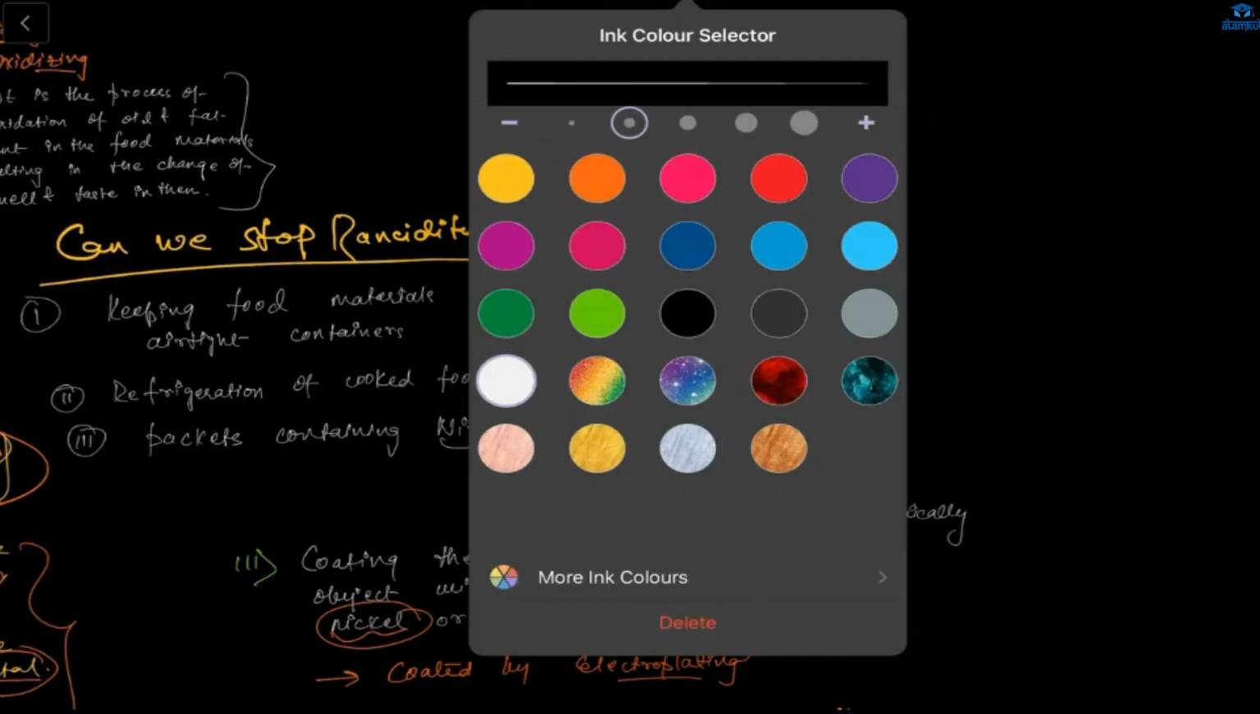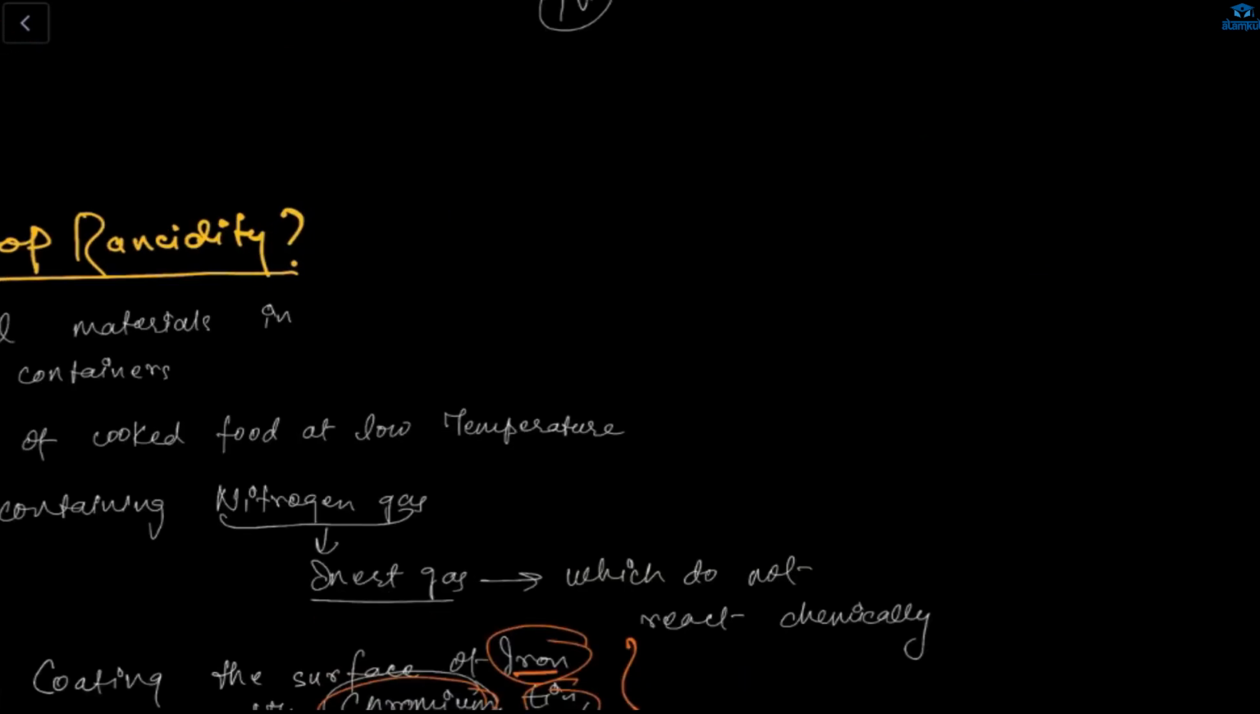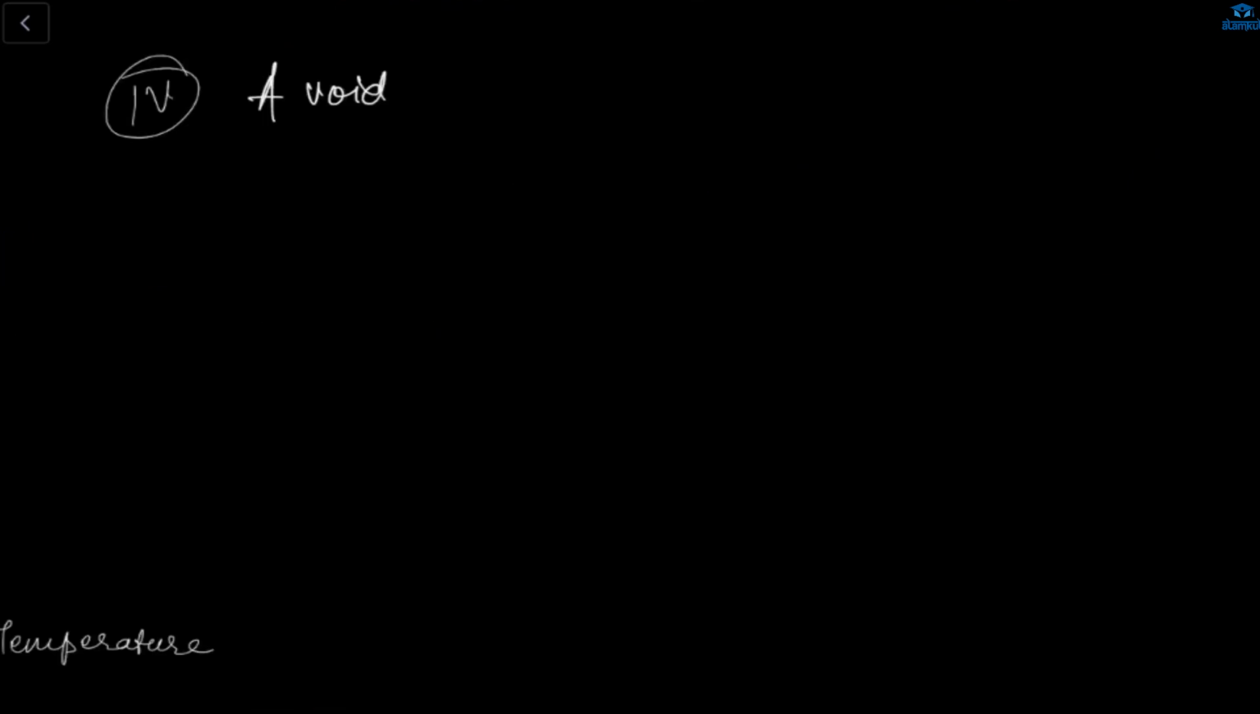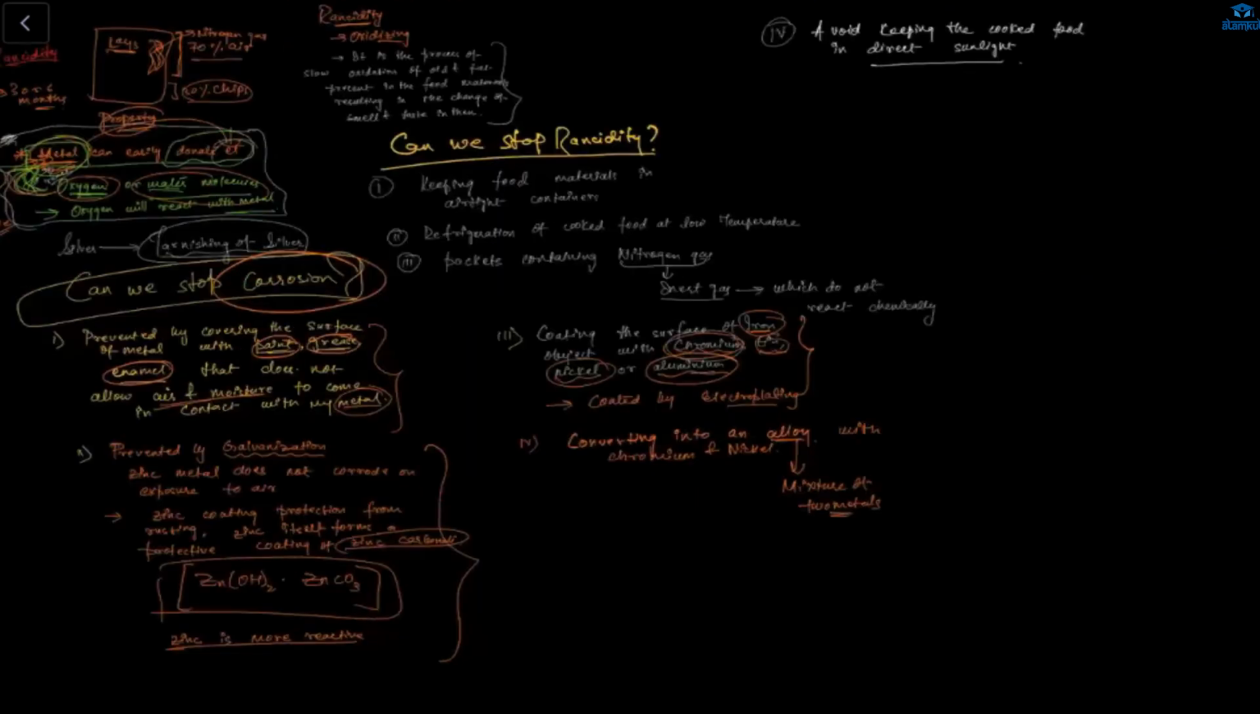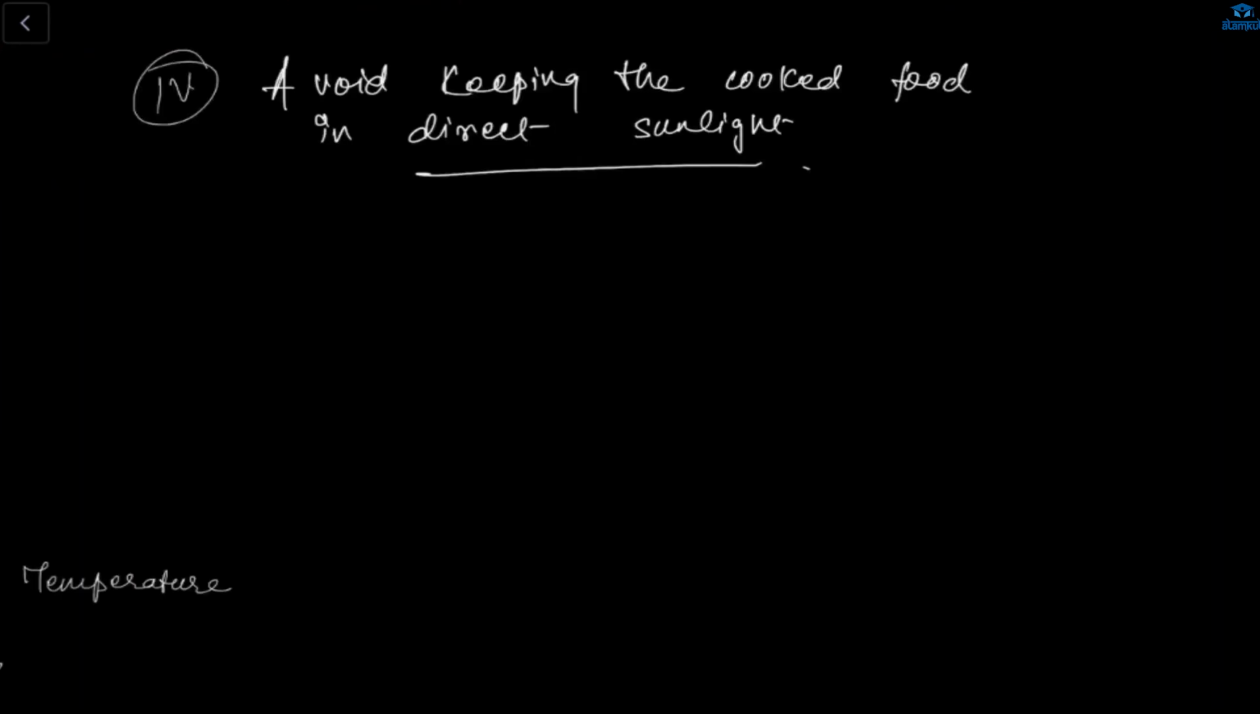Okay, Shazan, and what's the fourth way? Avoid keeping the cooked food materials in direct sunlight. In direct sunlight, small microorganisms are present. That's why we avoid keeping our food in direct contact with the sunlight.